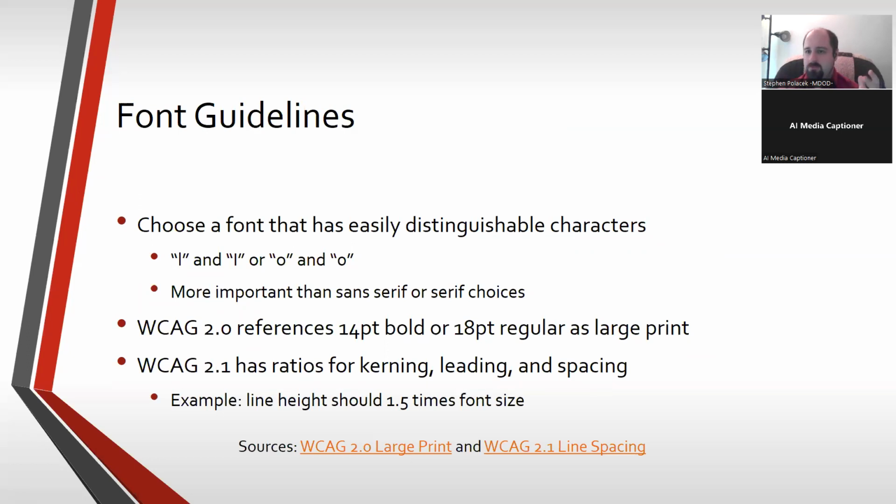Some good reference points to work off of is the Web Content Accessibility Guidelines, which are kind of this governing body of standards internationally agreed on as to what form our baseline for accessibility, at least in a testable method. The 2.0 standards reference 14-point bold font or 18-point regular font as large print. So that's your large print standard.